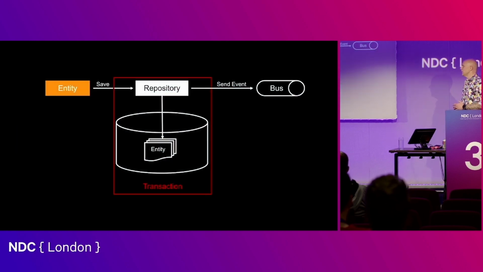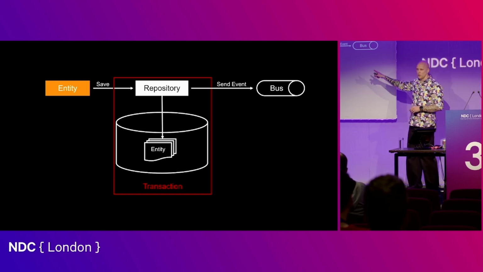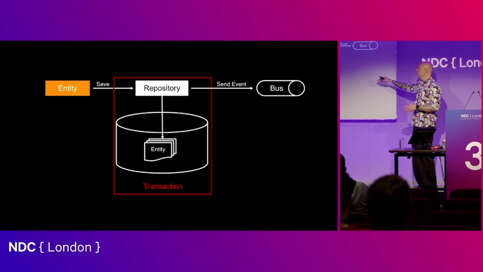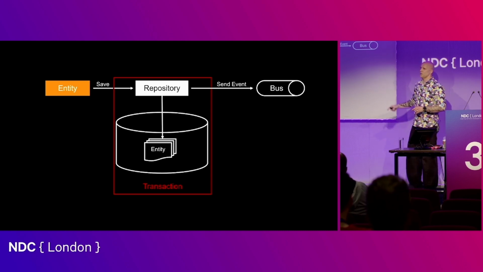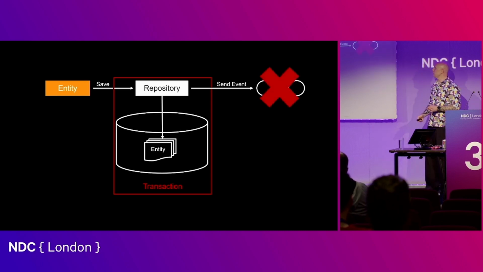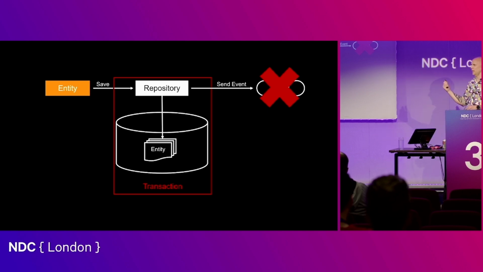Because if you have this situation here, we save an entity or an aggregate root to the database, inside of a transaction, obviously, to make sure that everything is saved together, and then we send the message to the message bus. Now, what happens if the message bus is not available? Because that's going to happen outside of the transaction, right?